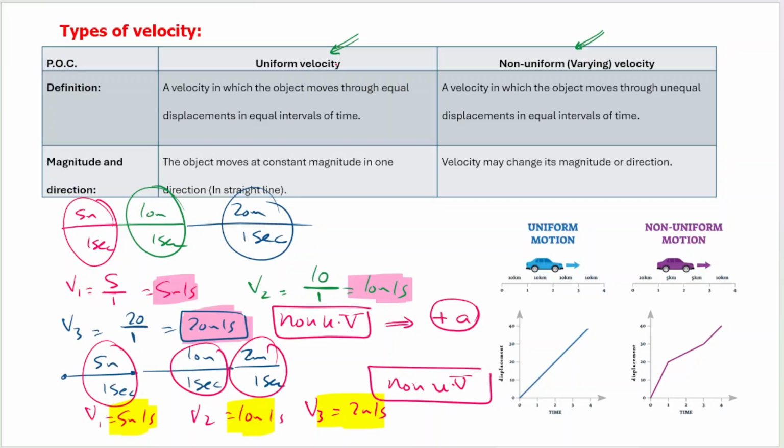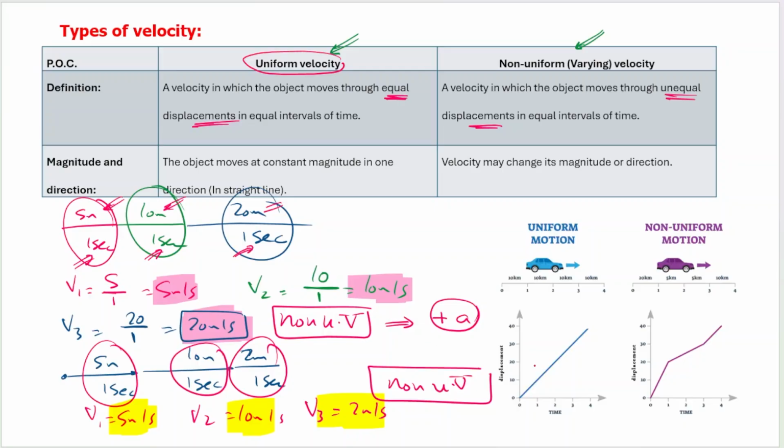So what's meant by uniform velocity? The velocity in which the object moves through equal displacements in equal intervals of time. But what's meant by non-uniform or varying velocity? The velocity in which the object moves through unequal displacements. Can you see? 5, 10, 20 in equal intervals of time. Can you see? 1, 1, 1. So the time is constant, but the magnitude of displacement is variable.